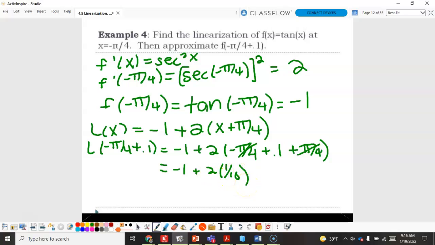So you get negative 1 plus 2/10, which is negative 1 plus 1/5, which is negative 0.8.